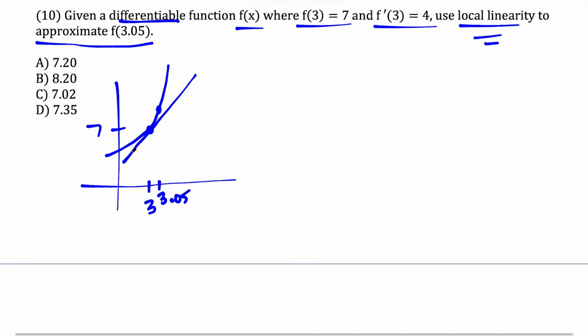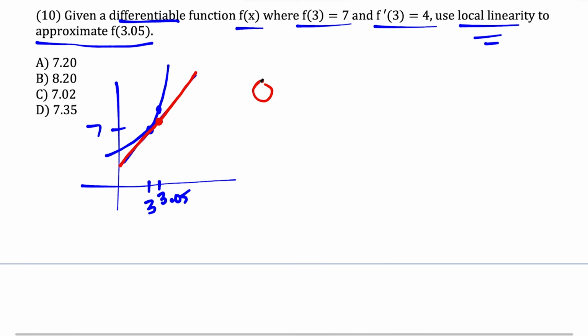So what we're going to do here is write the equation of the tangent line at x equals 3, and we're going to plug x equals 3.05 into our tangent line equation. And that's going to give us an approximation of the actual value over here. So that's the idea, once again, behind this question.